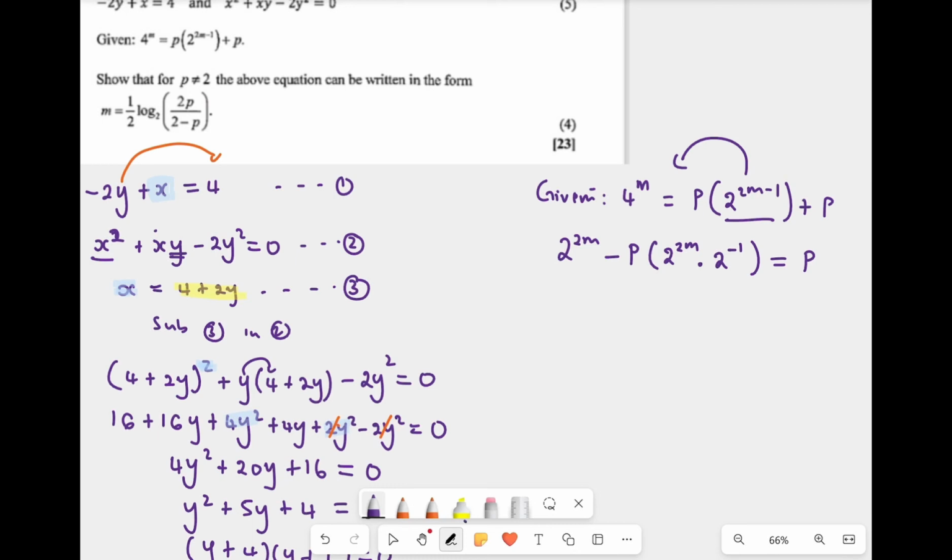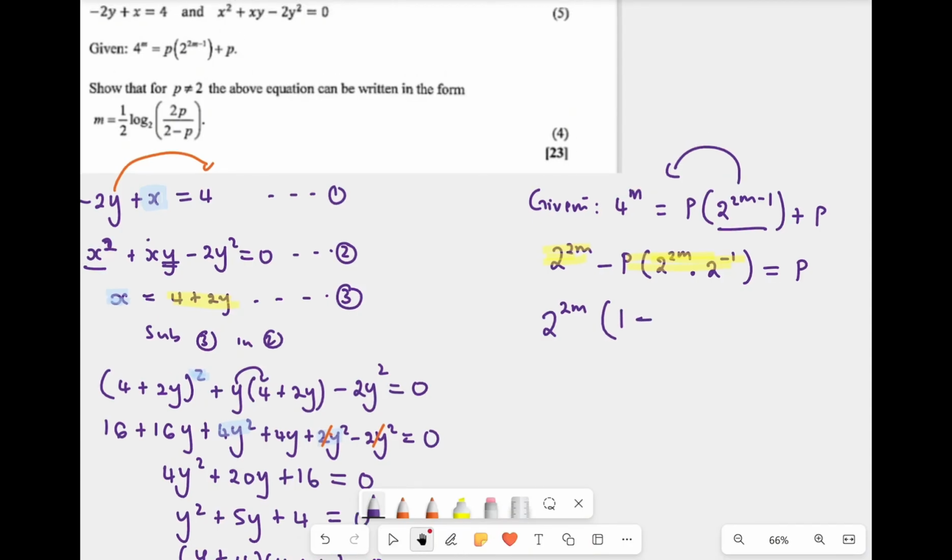Now here, on my left, I have two terms, 1, 2. If I have two terms, I can factorize. There is a common factor. I can see that 2 to the exponent 2m is a common factor. It appears in both terms. Now here I will remain with 1 minus, this will be p multiplied by 2 to the exponent minus 1. So this is equal to p.